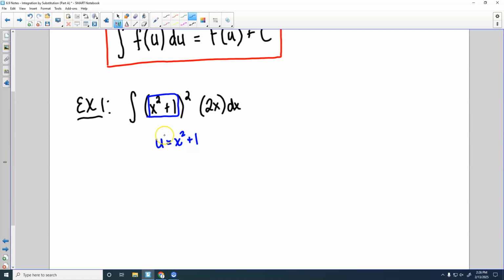Okay, then I need to take the derivative of this. When I take the derivative of this, I will get du dx equals derivative of x squared plus 1 is just 2x. But what I'm trying to do is write this integral where everything's in terms of u's and I just have a du. So I don't want du dx, I just want a du. So I'm going to multiply both sides by dx right here, which is going to give us du equals 2x dx.